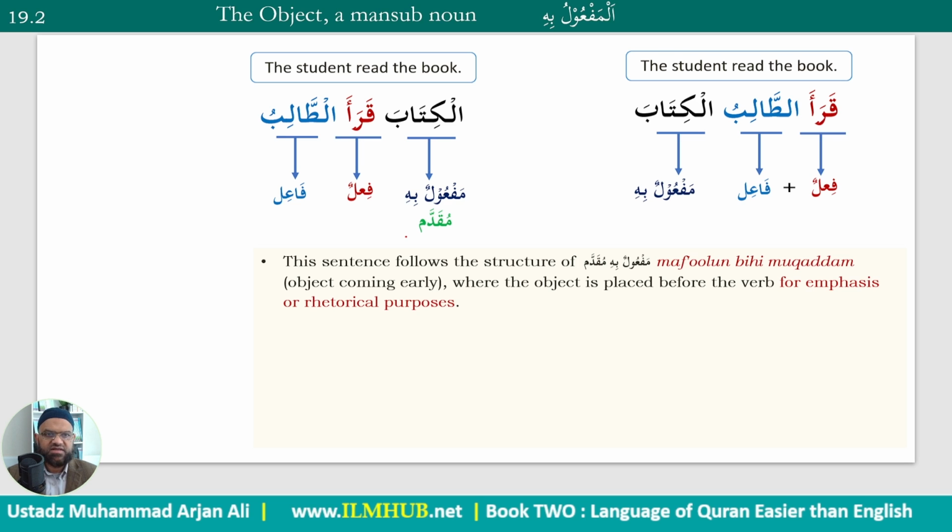So what is going on? This sentence follows the structure of the maf'ul bihi muqaddam coming first. And this sentence here is referring to where the object is placed before the verb for emphasis or rhetorical reasons. Rhetoric. Again, you see it in English poetry, different order, repetition, and all of these things are deployed. So this is rhetoric, to make the text beautiful, for emphasis, all of these reasons are there. Of course, in context, we'll be able to tell this. So the reason why we bring the object first, and it is allowed in Arabic, is because of emphasis or rhetorical purposes within the text itself.